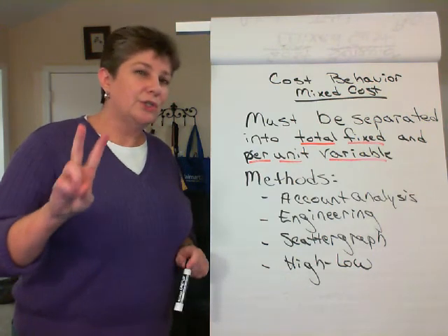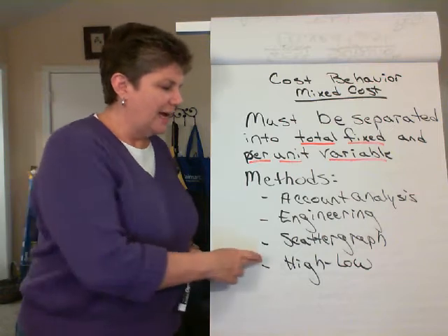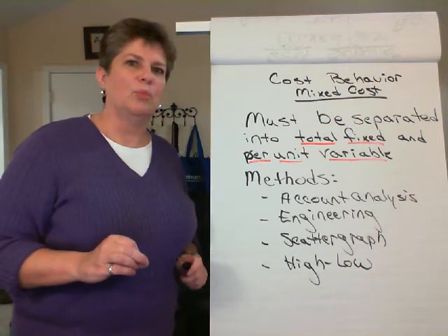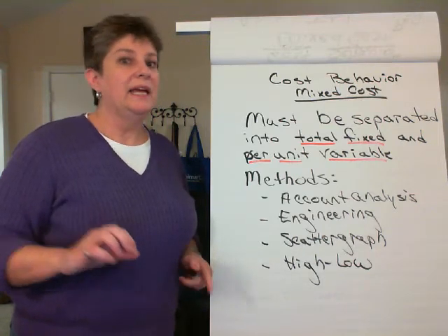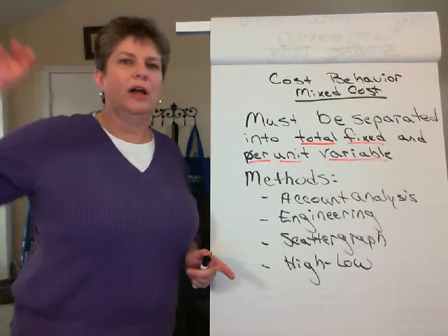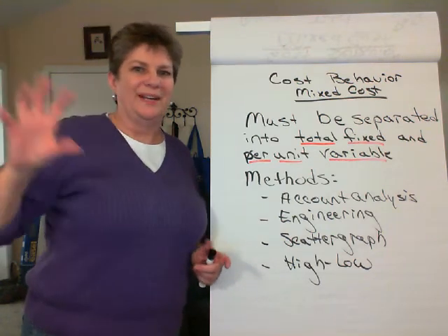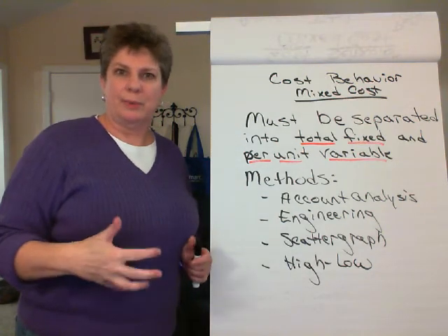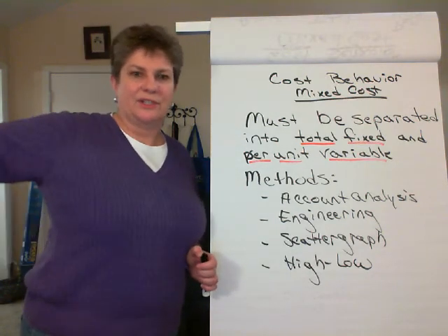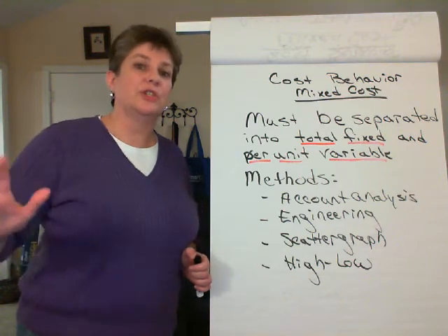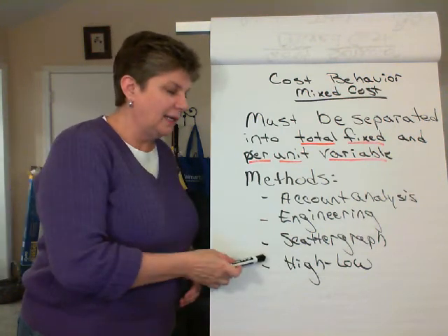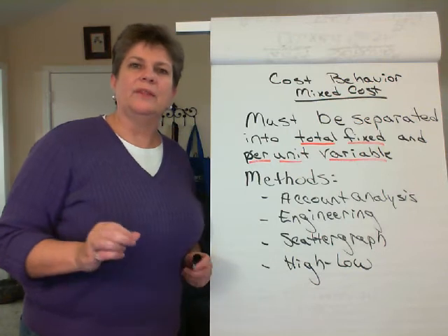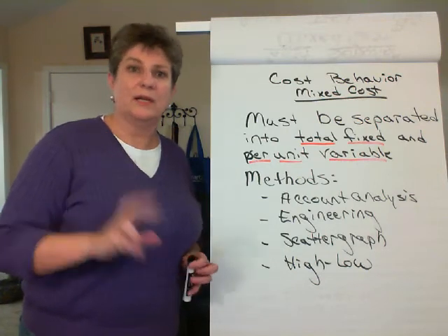Because it only uses 2 data points, though, the high-low method can be somewhat weak, particularly if the high or the low is what we call an outlier. It's not behaving in the normal pattern that we expect our costs to behave. It's got some data out here somewhere that's going to skew our results. So the high-low method has its weakness in that it only uses 2 data points.